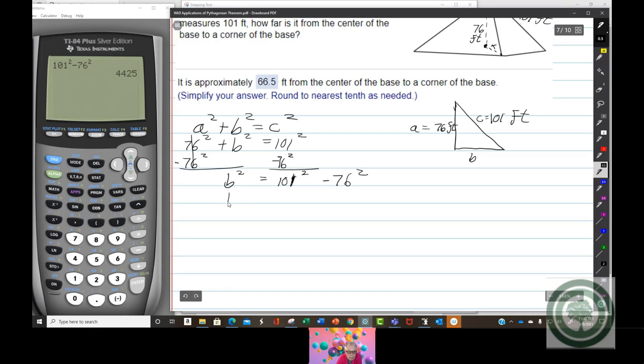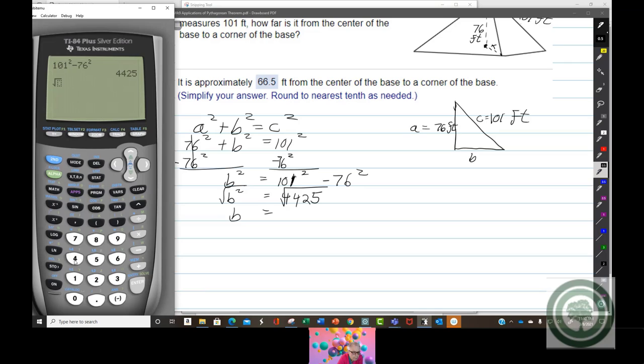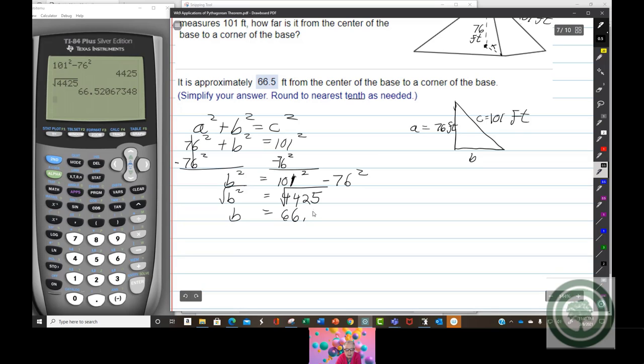4425, so B squared equals 4425. And the square root will be B equals the square root of 4425. Enter. And I get how many? Round to the tenth place, that's one decimal place. There's one decimal place right there, and the two after it will not cause the five to round up to a six, thank goodness. So our answer is going to be 66.5 feet.